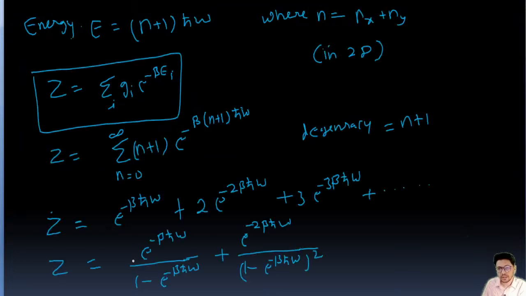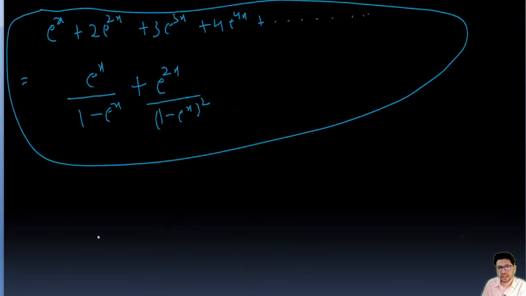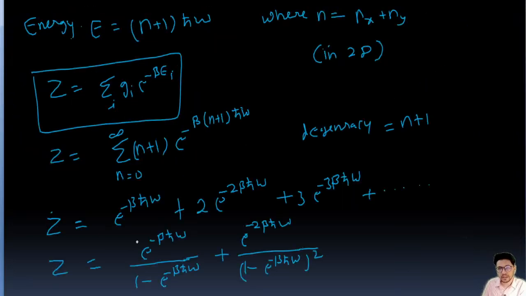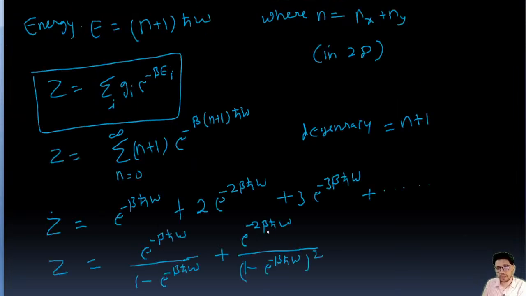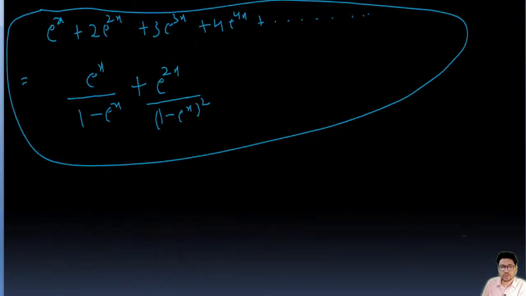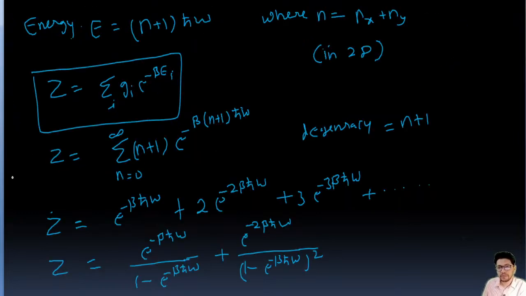So here this is e to the power minus beta h cut omega, so consider this is x, okay, plus e to the power minus 2 beta h cut omega, like this one, right? And this formula is going to be e to the power x, this is e to the power minus beta h cut omega upon 1 minus e to the power minus beta h cut omega, plus e to the power 2x upon 1 minus e to the power x whole square, right? So e to the power minus 2 beta h cut omega upon 1 minus e to the power minus beta h cut omega whole square, okay. So I have used this formula. Now I will simplify it further.